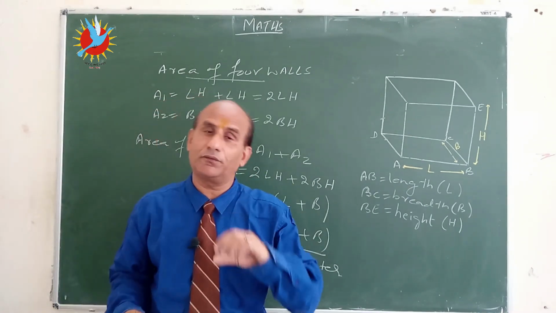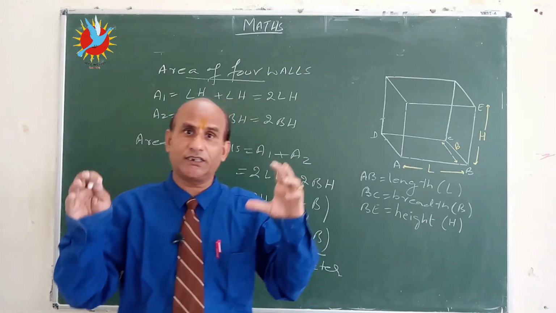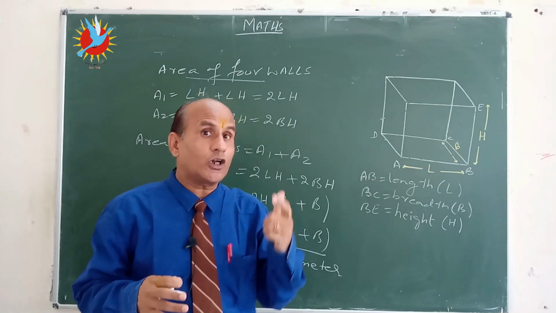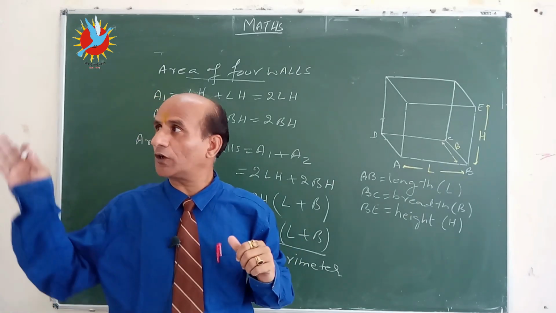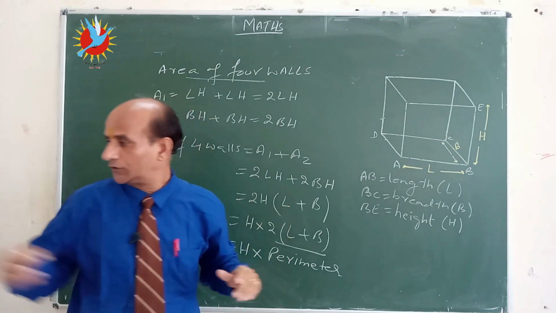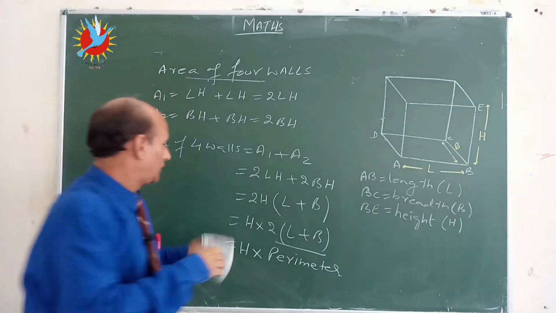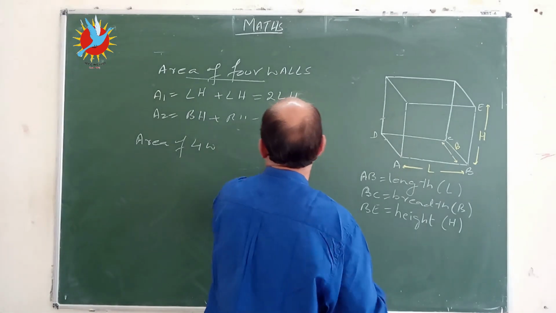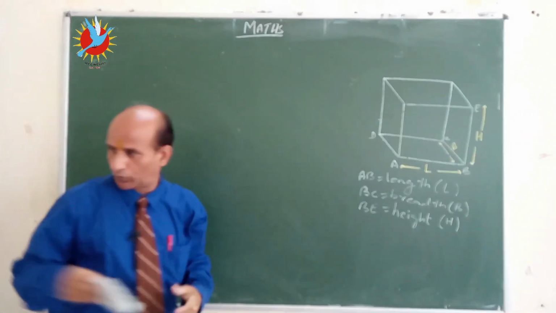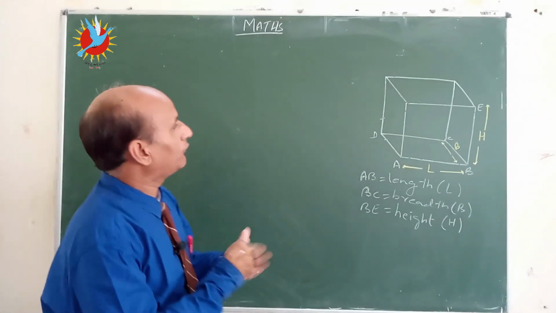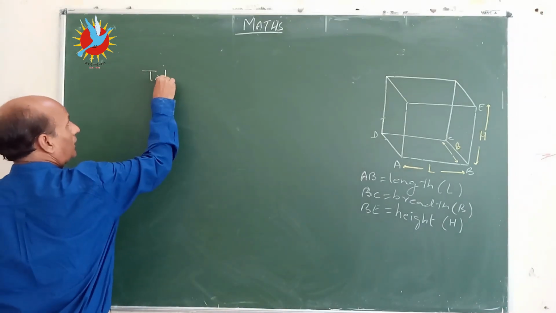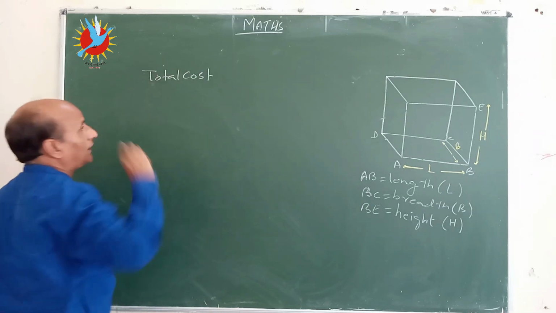Now, where will we use this formula? When the question is given in such a way in which you are asked to find the cost of whitewashing or the cost of painting the four walls, then only you can apply this formula. So how to find the cost of painting and the cost of whitewashing the four walls? Suppose we are whitewashing the four walls, then the total cost we are going to find.